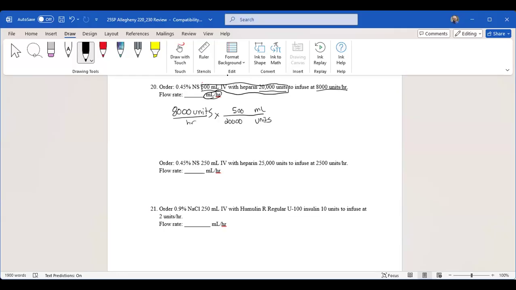So that's your available. Before I do any kind of math, I cross out units. I'm left with milliliters per hour, which is what I'm looking for. So we're pretty much done with this question. We just have to plug it into the calculator. I'm going to take my 8,000 times 500 and divide it by 20,000. And I'm going to get a final answer of 200 milliliters per hour.